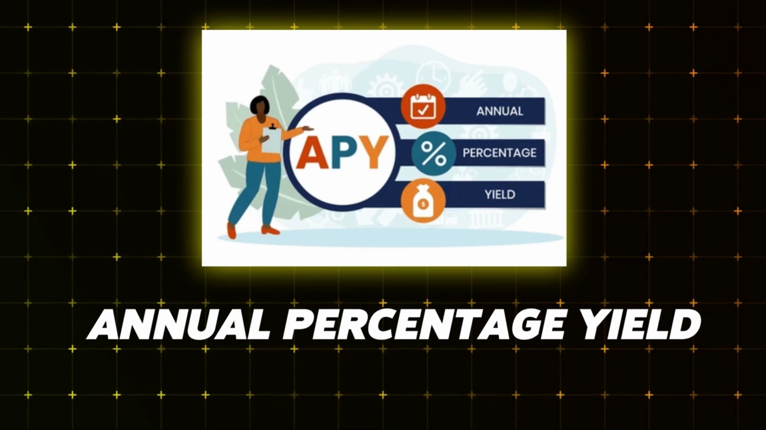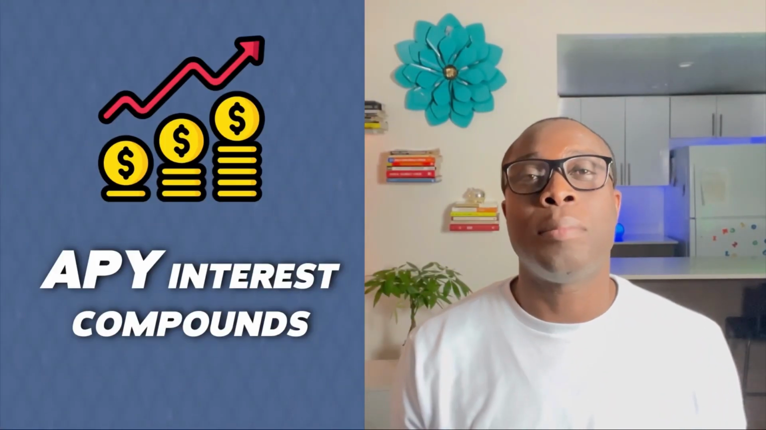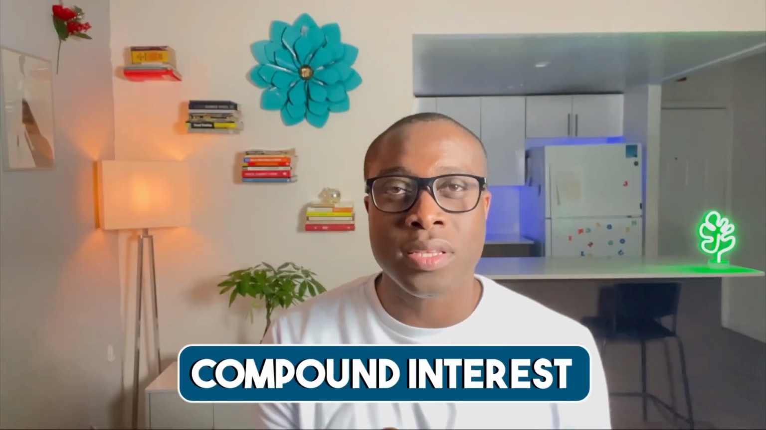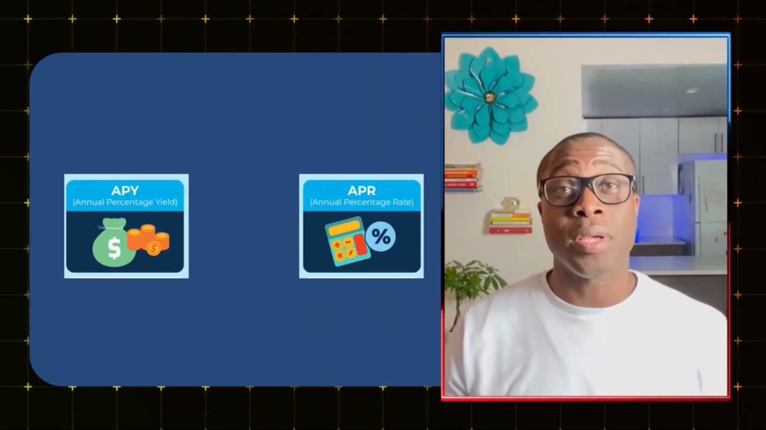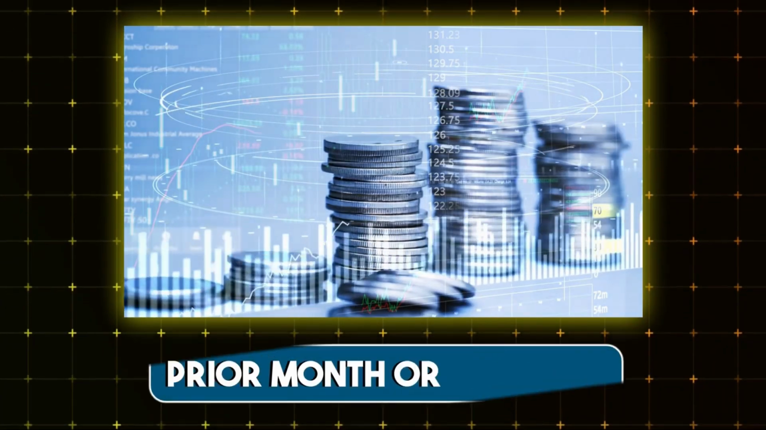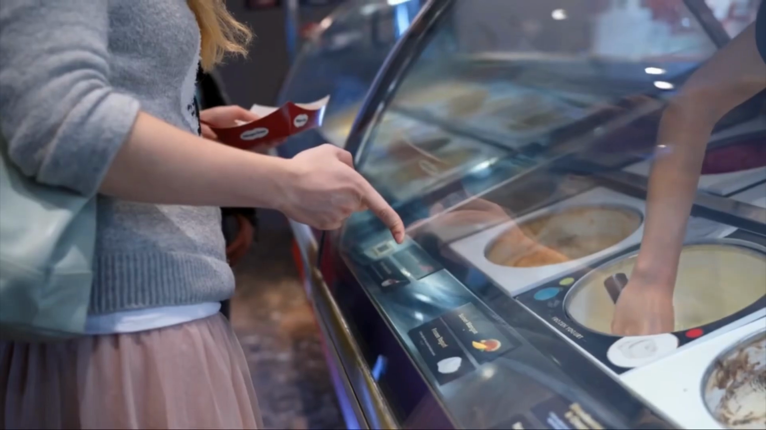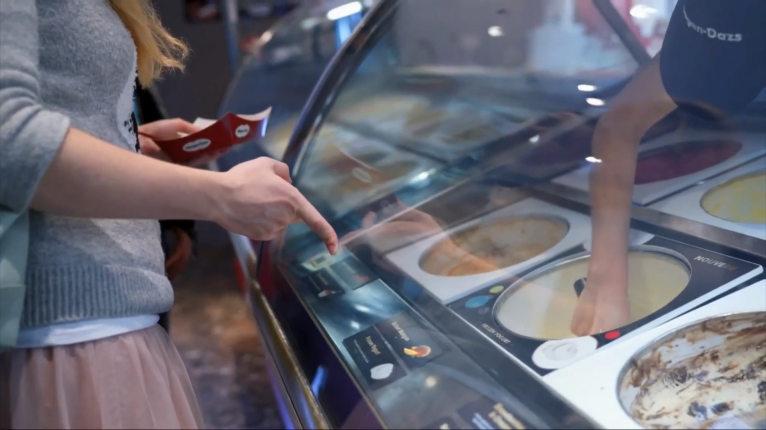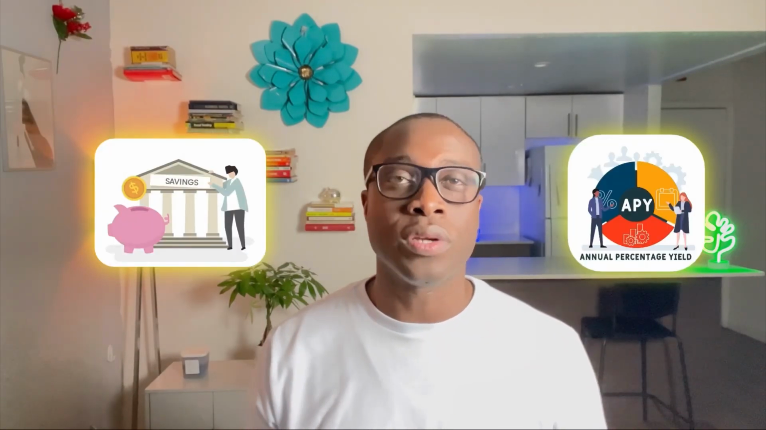So now let's talk about APY. APY stands for annual percentage yield. This is all about growing your money. With APY, interest compounds. And compound interest is what makes APY stand out from APR. What does that mean? As I mentioned before, with APY, what you earn stockpiles on what you earned the prior month or the year before. So unlike APR, APY is like going to the ice cream shop and getting extra scoops just because you showed up. And of course, if you're looking at savings accounts, APY is crucial to understanding how much you're going to get for your return over time.